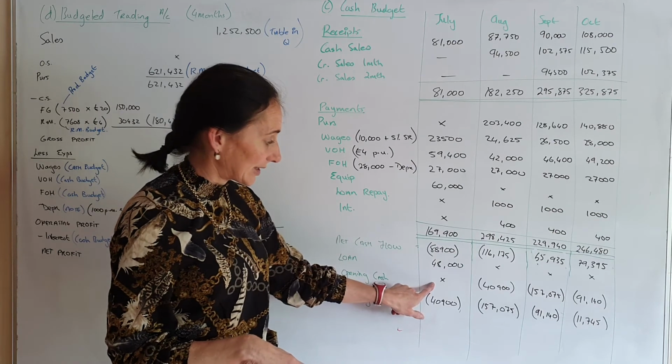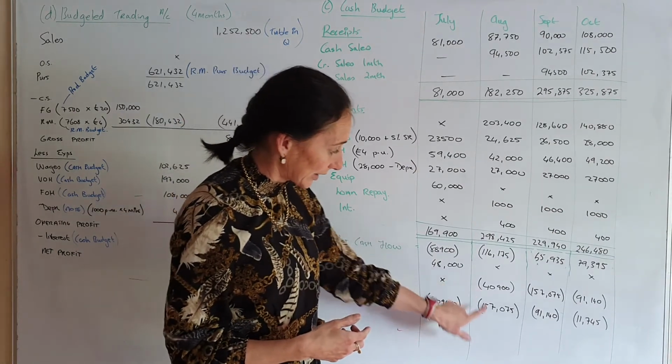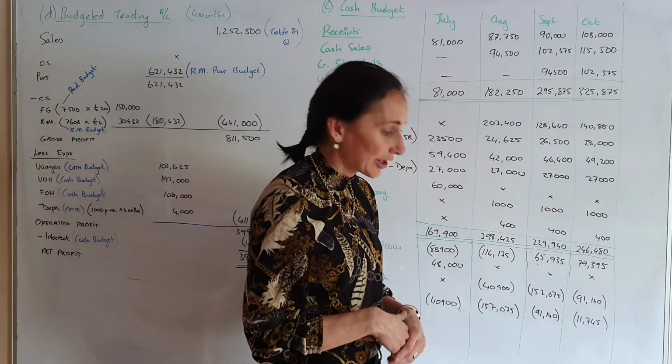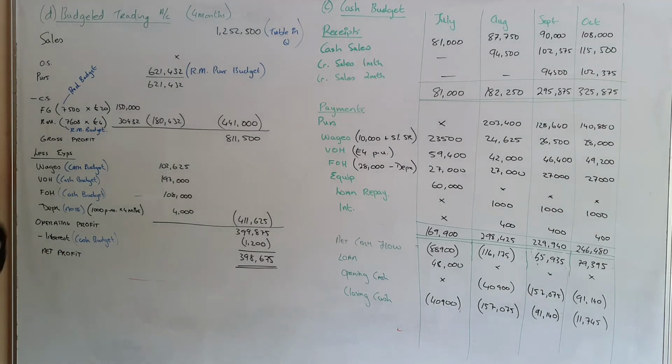So your opening cash is 0 because you're just starting off your business. Remember, your closing cash becomes your opening cash. Okay, we want to finish off this, and we're going to do the budgeted trading profit and loss account.